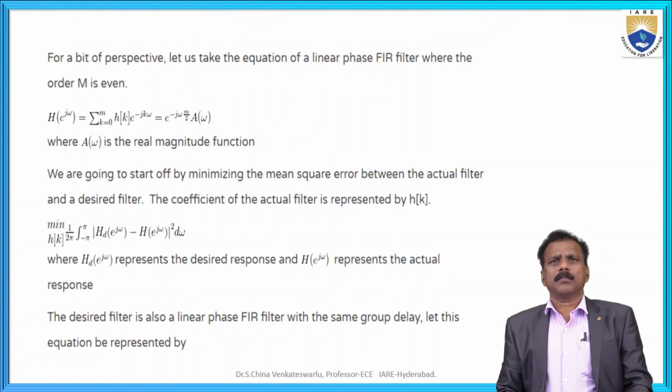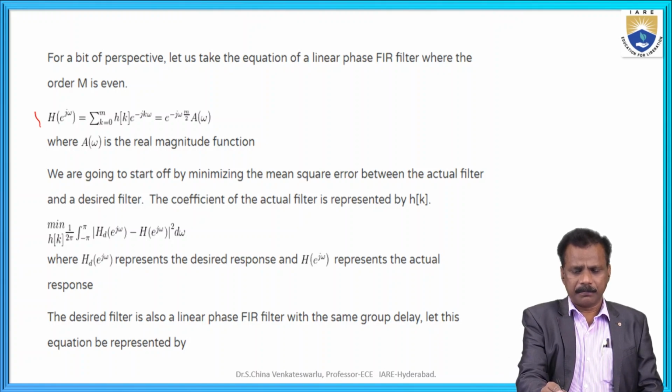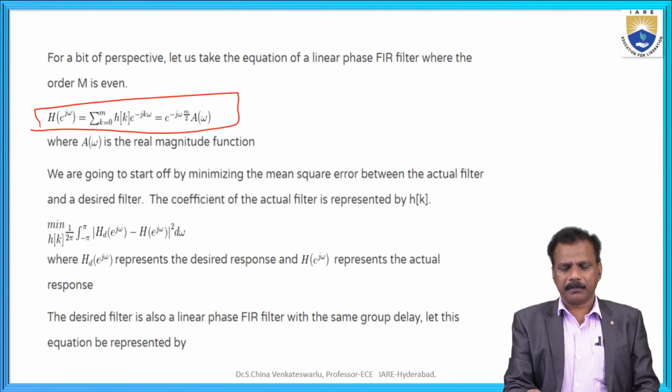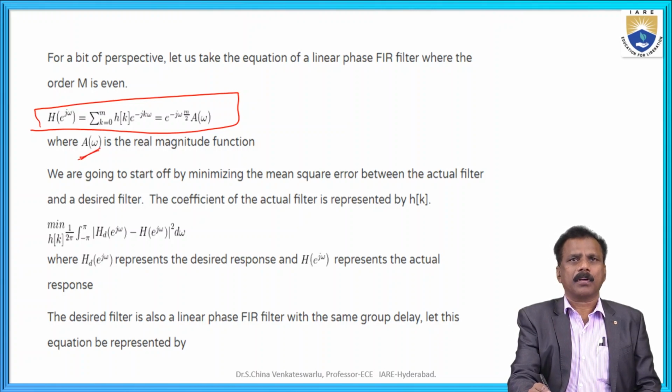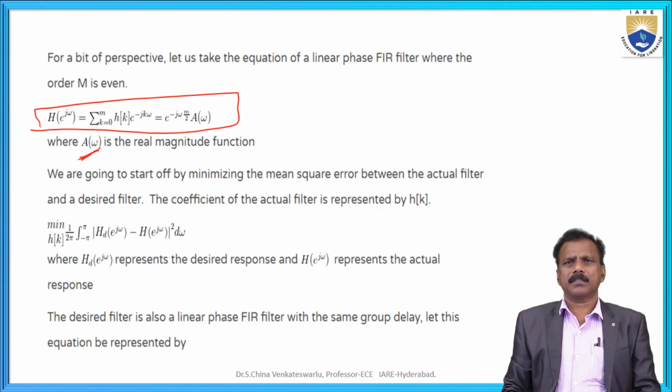Okay, so for a bit of perspective, let us take the equation of the linear phase FIR filter where the order M is even. Like this, we are using this mathematical notation where H of omega is the real magnitude of the function. We are going to start off by minimizing the mean square error between the actual filter and the desired filter. The coefficient of the actual filter is represented by h of k.